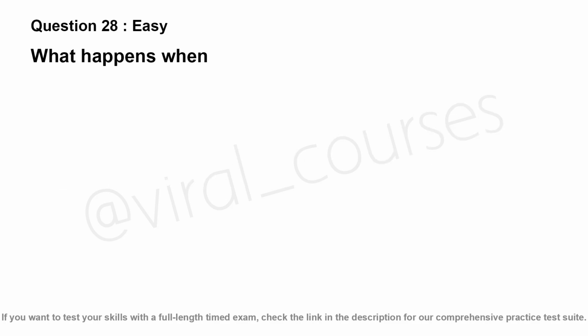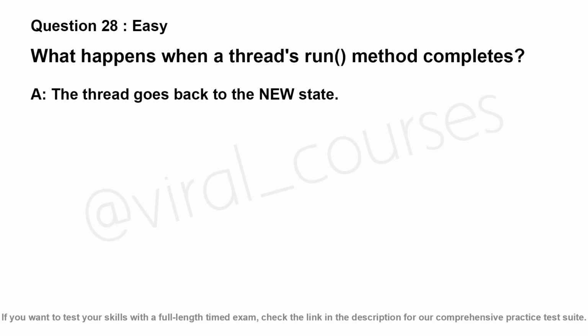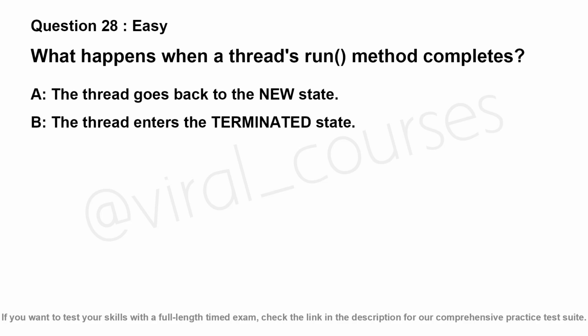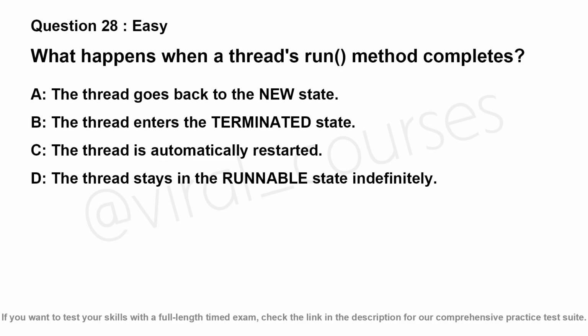What happens when a thread's run method completes? Option A, the thread goes back to the new state. Option B, the thread enters the terminated state. Option C, the thread is automatically restarted. Option D, the thread stays in the runnable state indefinitely.